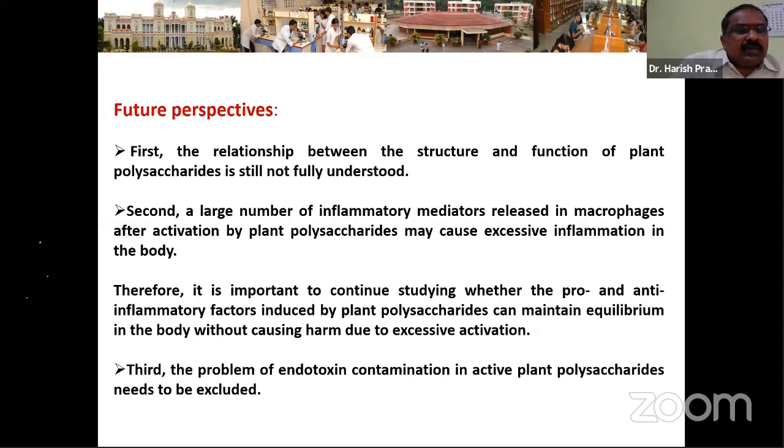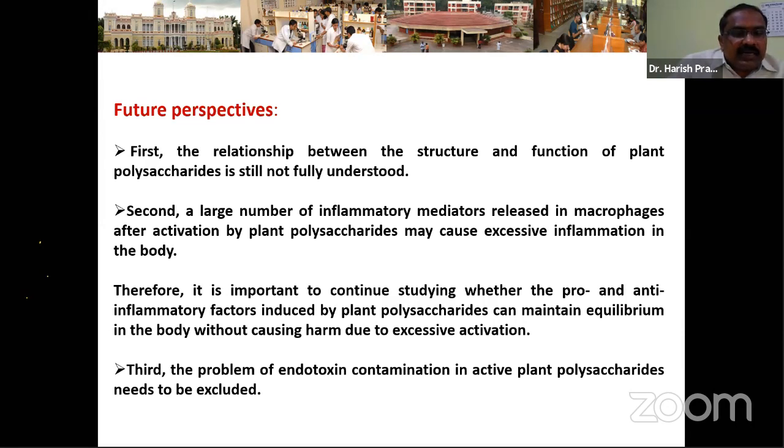So there is a lot of scope for this plant polysaccharide to bring about equilibrium in the body, which may not cause harm by excessive activation of the macrophage.